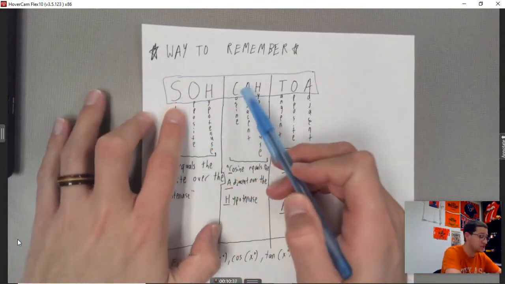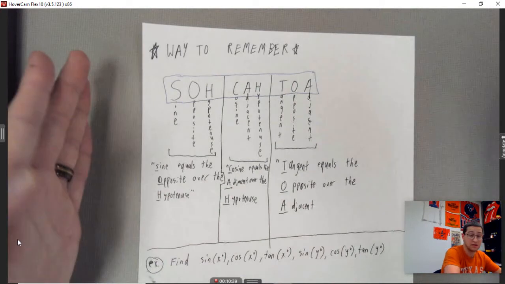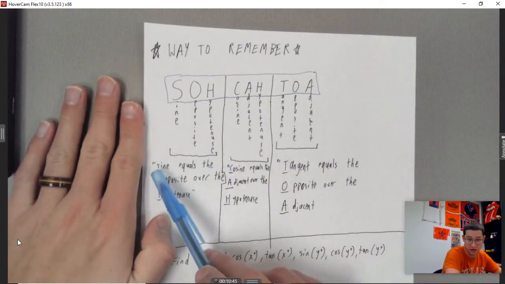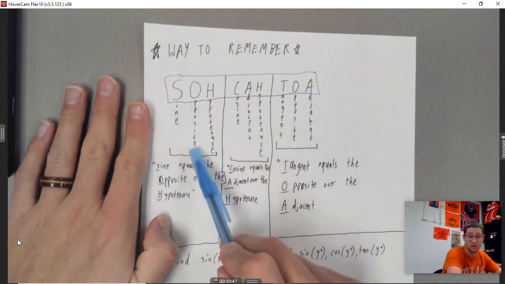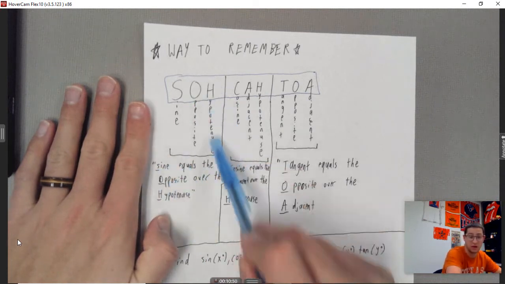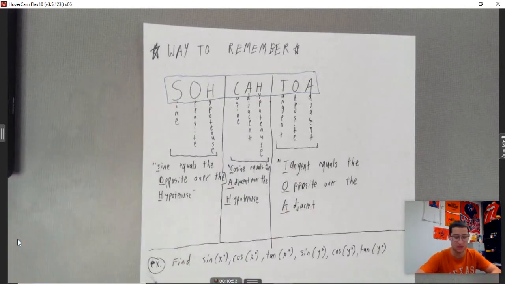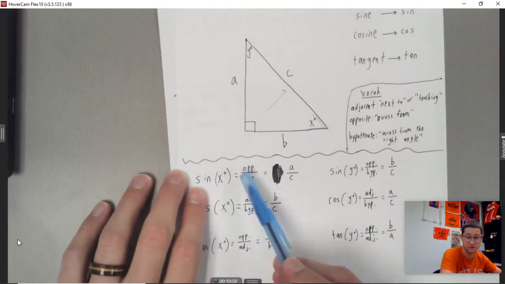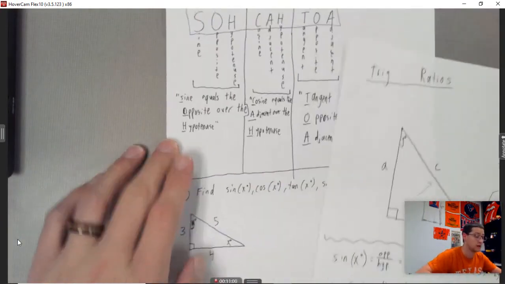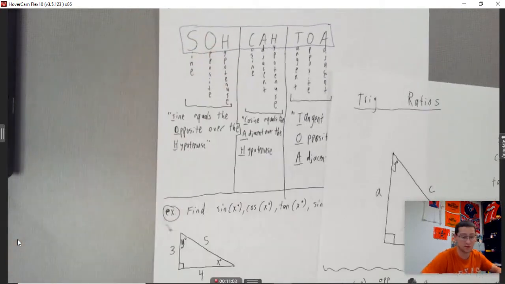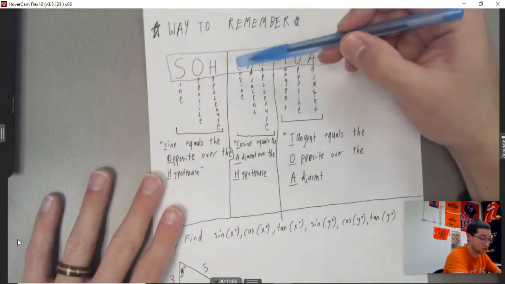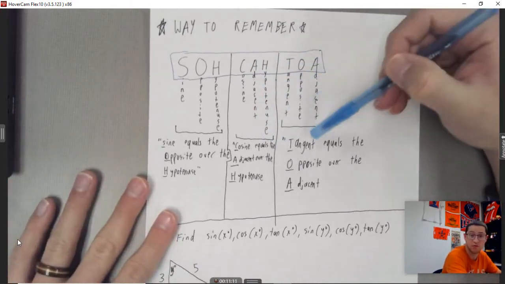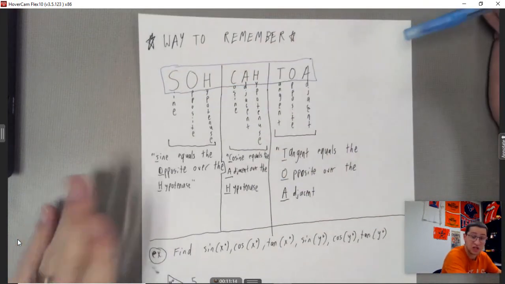SOHCAHTOA. Now, these just stand for the words that we just talked about. It's sine, and here's how you say it: sine is equal to the opposite over the hypotenuse. That's exactly what we learned in the very beginning. So sine is equal to the opposite over the hypotenuse, and that's what we have here. And then cosine is equal to the adjacent over the hypotenuse. Tangent is equal to the opposite over the adjacent. So these nine letters, you have to know them.